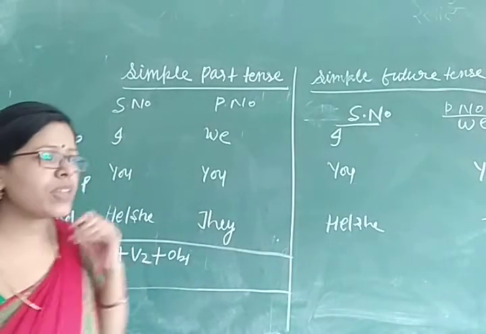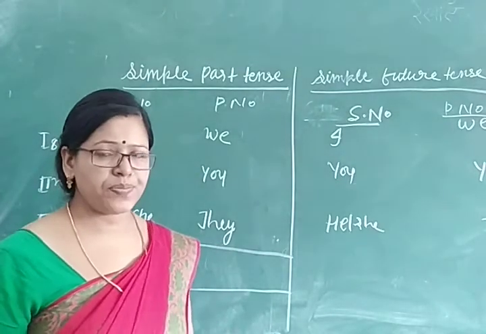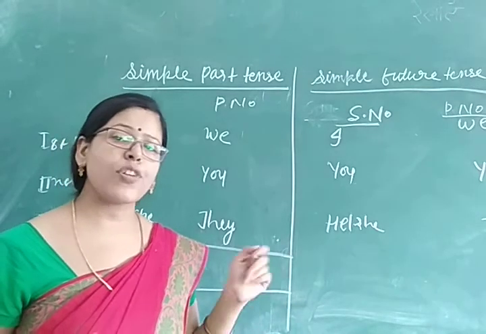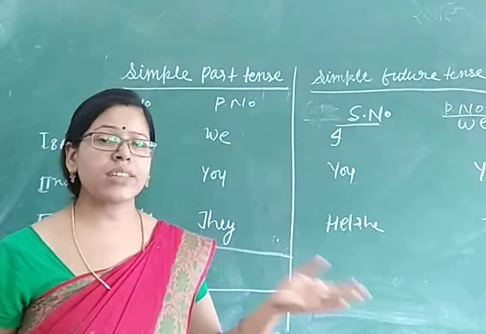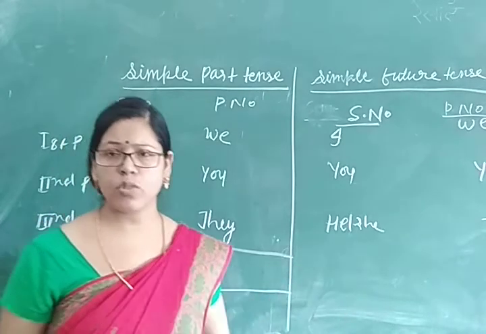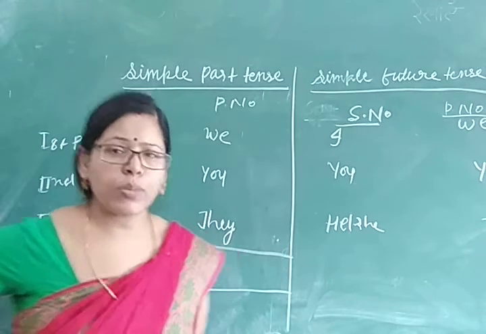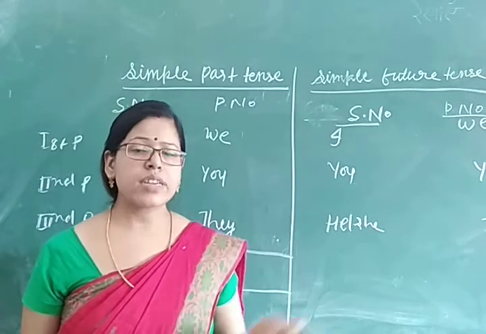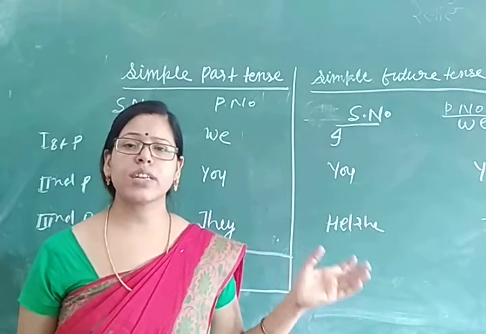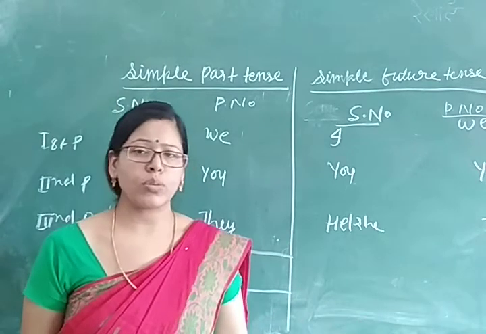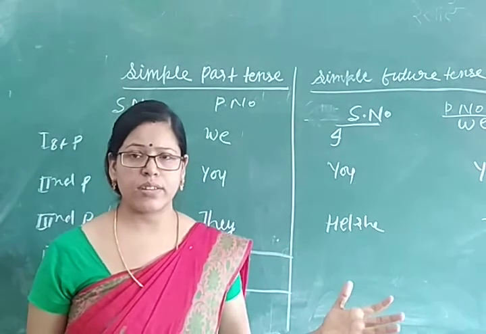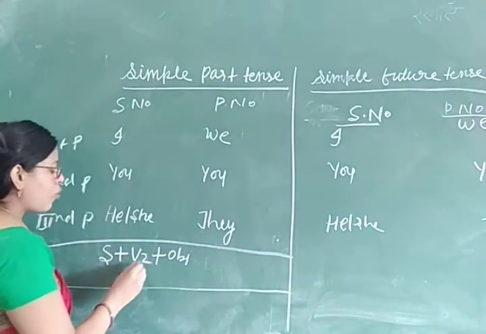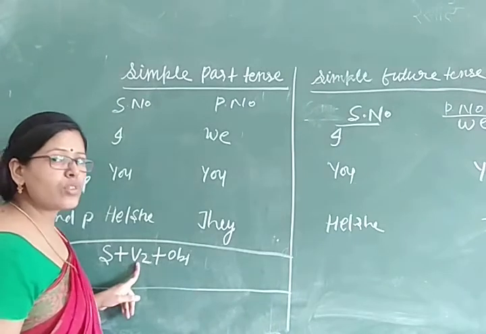Suppose that we have example, I went. That means here I am using second form of the verb go. What is the second form of the go verb? Go, went, gone. So go is the main verb, which is the first form of the verb, and went is the second form of the verb, and gone is the third form. Similarly we have teach, taught, taught. Teach is first form of the verb, and taught is second form of the verb. Again the taught is third form of the verb. Speak, spoke, spoken. So which one is the second form of the verb? Spoke.